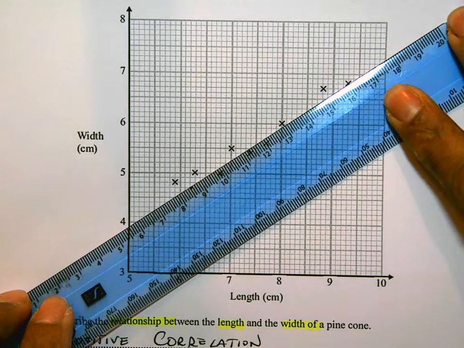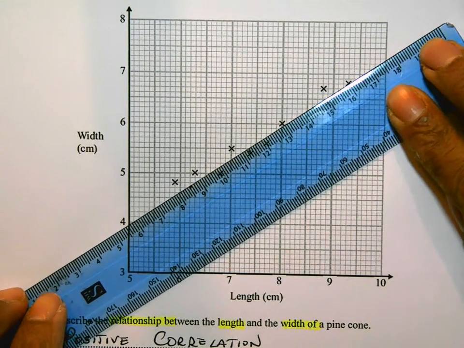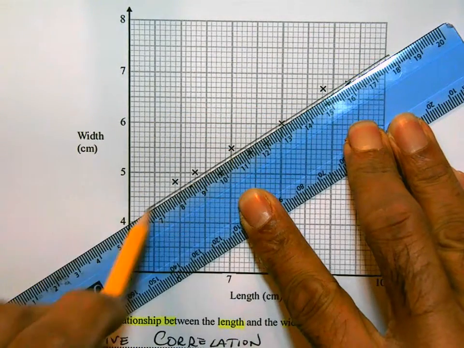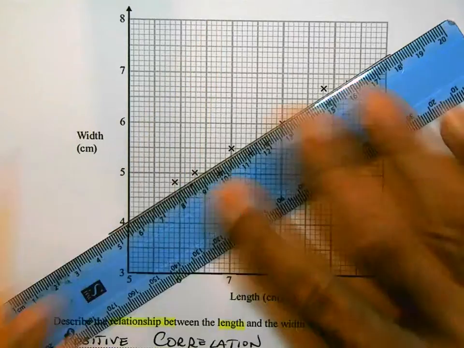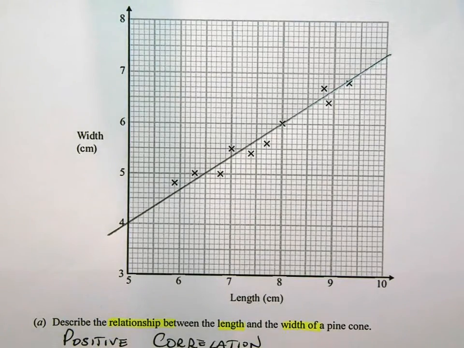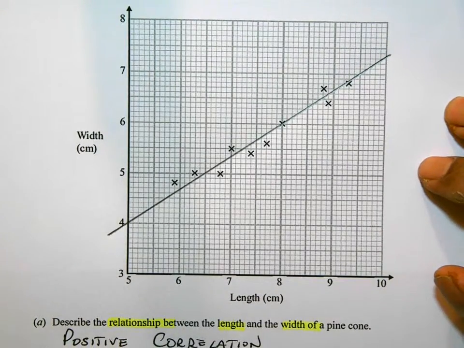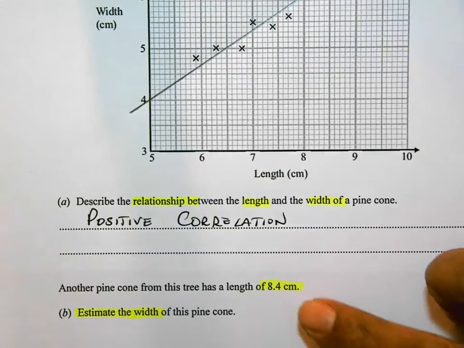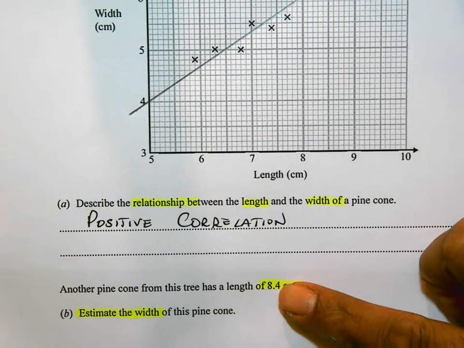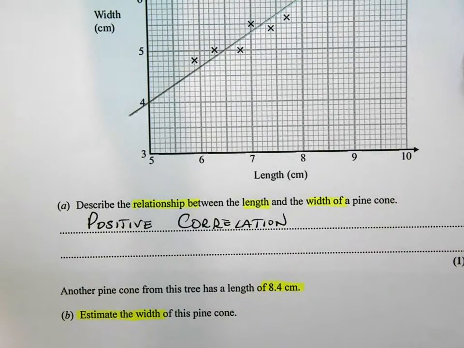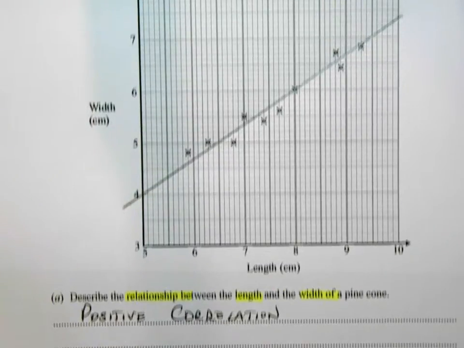I'm going to lower my ruler down and draw my line of best fit. There isn't an exact answer, but you need to make sure that your line of best fit goes through the center of the data of all the points, and you have about an equal number of points above and below it. Okay, so there's my line of best fit. In the question, remember it said another pine cone from this tree has a length of 8.4 centimeters.